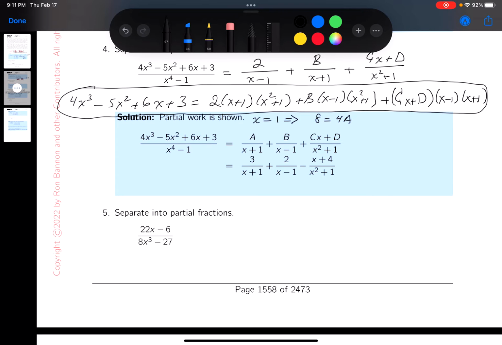All right? I got to pick another value. I don't know the B, C, and D yet. I'm thinking I can do it. I'm going to pick x = -1. That's going to be -4, doing the left-hand side, -5, -6, plus 3. That gives you -12.